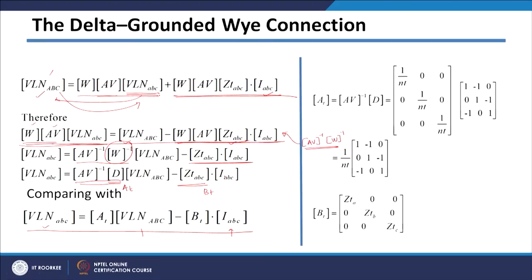the parameter capital AT, which is AV inverse multiplied by D. AV inverse is nothing but, because AV is just diagonal entries of NT, NT, NT, it will be 1 upon NT, 1 upon NT, 1 upon NT, which is AV inverse, and this is your D matrix. Since these are diagonal entries, it will be just 1 upon NT, and this is your D matrix here.